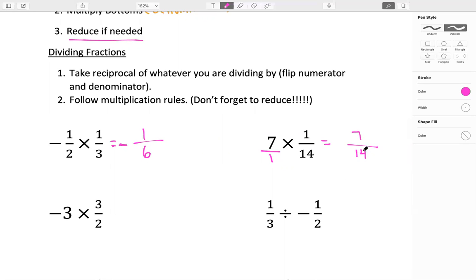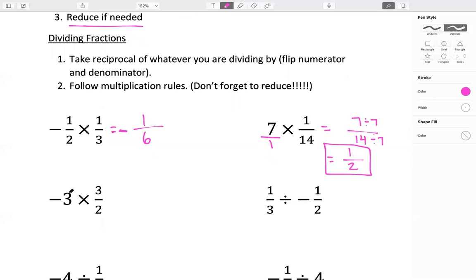Let's try and reduce it. Does 7 go into 14? Yes, it does. How many times? 2 times. So if we divided both the numerator and the denominator by 7, we'll get 1 in the numerator over 2 in the denominator. And that is the answer we're looking for.